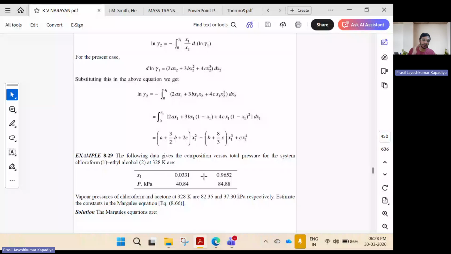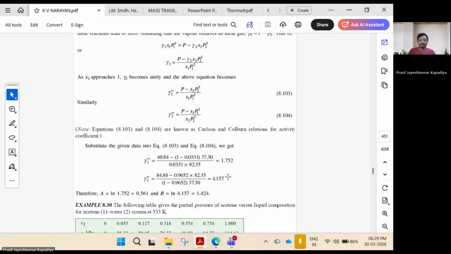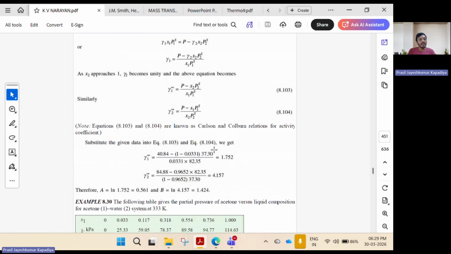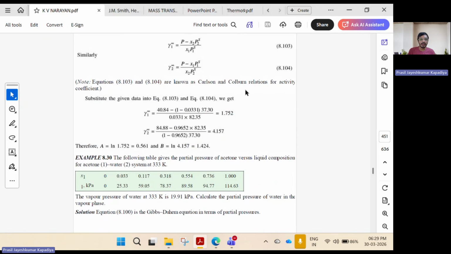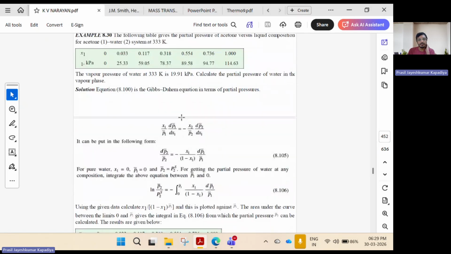So what is the strength of this method? We know that one data point is x1 tends to 0, another data point is x1 tends to 1. So we have limiting conditions, and when x1 is tending to 0, the other component we can consider pure, and in that case gamma 2 tends to 1, and when x1 tends to 1, gamma 1 is equal to 1. So like that we can find gamma 1 infinite, gamma 2 infinite, and when we put gamma 1, gamma 2 here and solve these two equations simultaneously, we can find the values of A and B.